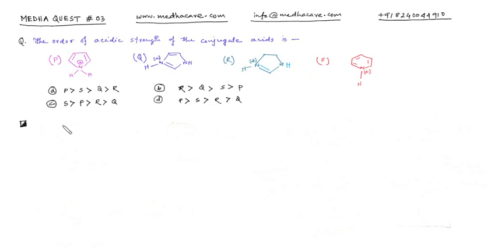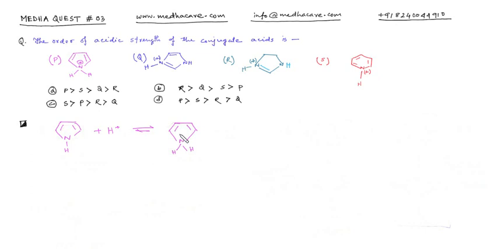So first consider the first one. If we take pyrrole, that is an aromatic compound, right? So pyrrole is an aromatic compound. When it's combined with an acid, it forms this conjugate acid. Okay, the conjugate acid of pyrrole.